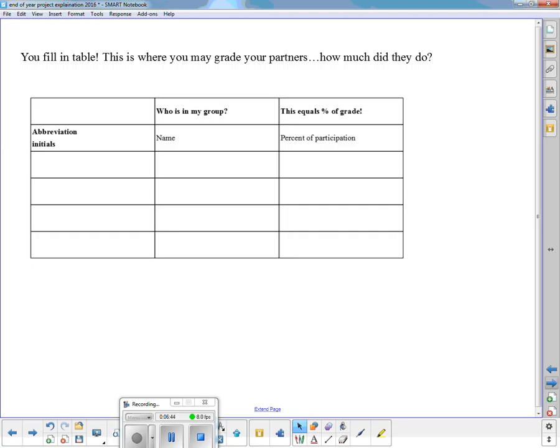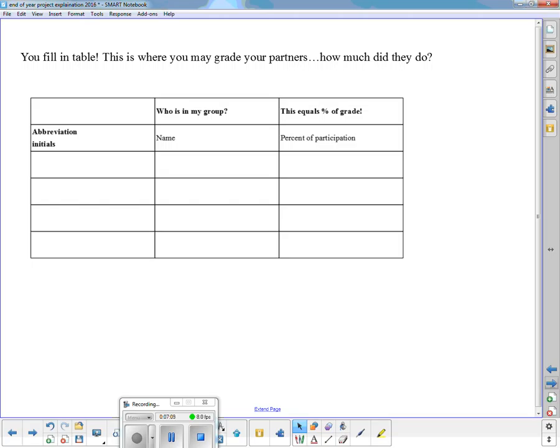This part right here is what you're going to fill in right before you give it to me. This is your grade of your people in your group. You don't have to share this with anybody else, but this is your true grade. If somebody really was a slacker and did absolutely nothing and was part of your team, give them a 0%. That's going to go into their grade. If they didn't do anything, they shouldn't get credit.